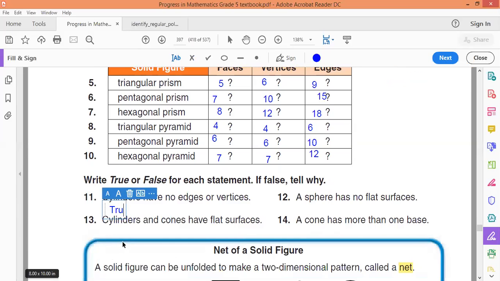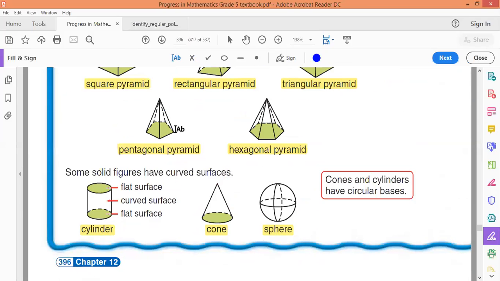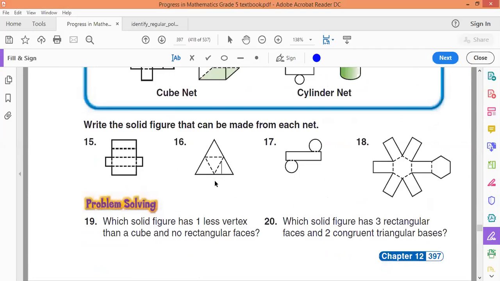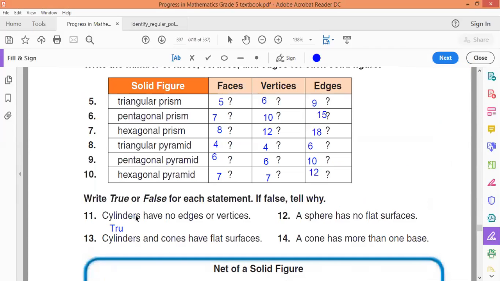Cylinder, okay, it's a non-polyhedron. Teacher, how true? It has edges. Listen to me. As you can see, it's a cylinder. It has a flat surface, there is no curved surface there, and then its downside is round. It's non-polyhedron, and it doesn't have any edge.